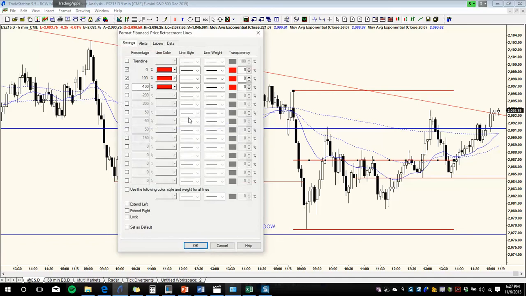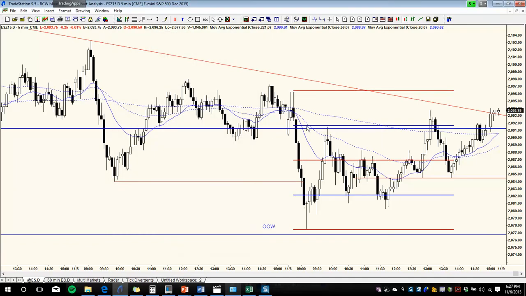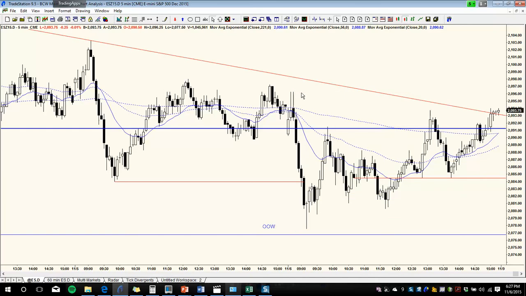Just kind of point out something. Here is the upper range, this blue line. Here's the lower range. We spend a lot of time here and a fair amount of time here. Trading range behavior. So I hope this helps.